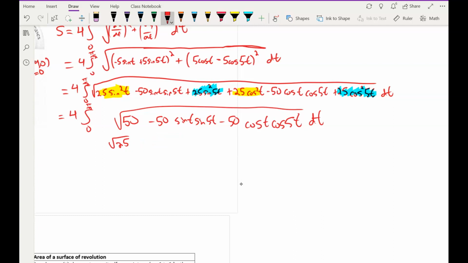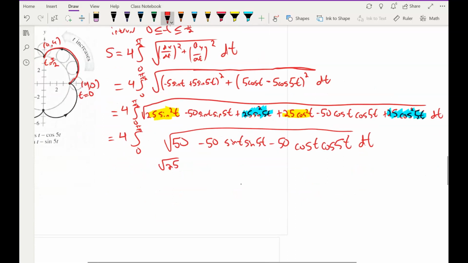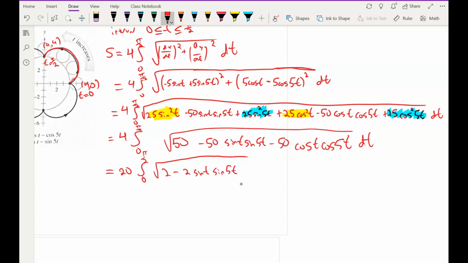But what is the square root of 25 going to be? It's a constant, so I can just multiply that constant out front with that 4. So the square root of 25, that's 5. This is the same thing as saying 4 times 5. Well, that's 20. Then I'm integrating from 0 to pi over 2. And keep in mind, we've just factored out the square root of 25, which is going to leave me with 2 minus 2 sine of t sine of 5t minus 2 cosine of t cosine of 5t dt.